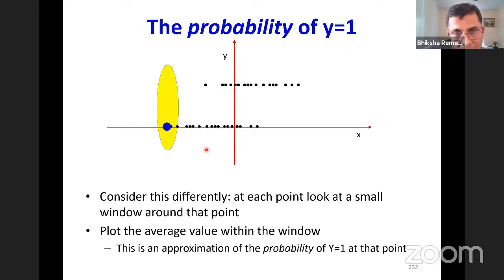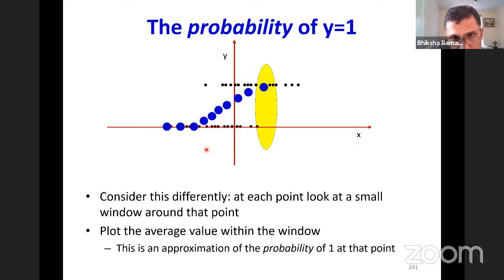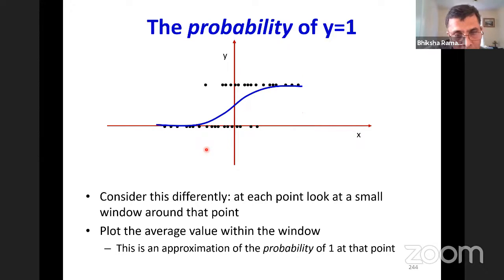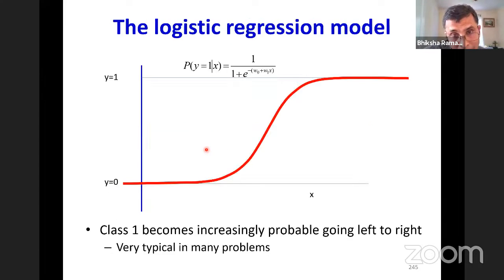Consider this. I'm going to allow for small perturbations. So at each x, I'm going to look at a small window around that x and plot the average value of the training samples within that window. And as I go left to right, I'm going to see more and more instances of 1, fewer and fewer instances of 0. And so the overall plot is this guy. And this is the function that I'm going to try to learn.